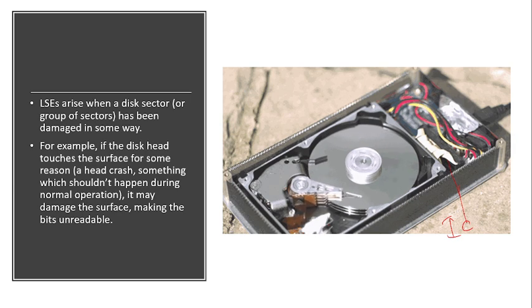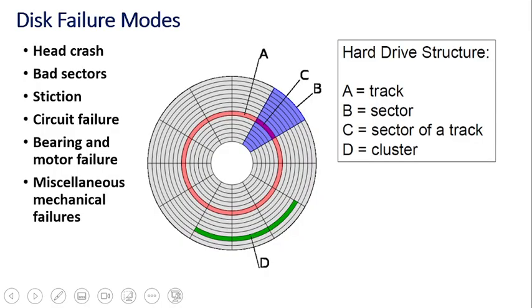So here with LSE, a disk sector can be damaged in some way, which means the data will be crushed. It may be a head crash or something due to unexpected damage. The bits stored in it may not be readable. That comes under block corruption. So here the disk failure chances are mainly head crash, then bad sectors.